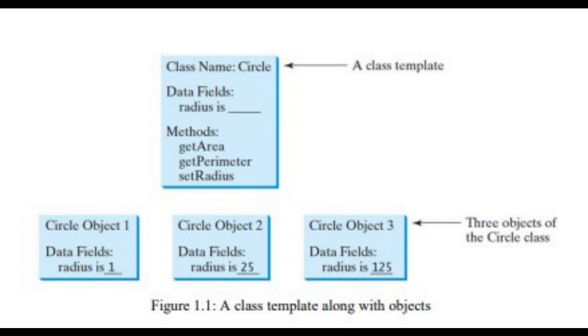In Figure 1.2, a Circle class is shown with its 3 objects. We can see that each circle object is represented by a different radius. Here, radius is the data field. Every object has its own data field value, and the method implementation is common for all the objects. You will learn more about objects and classes in Unit 4 of this block. Figure 1.1, a class template along with objects.